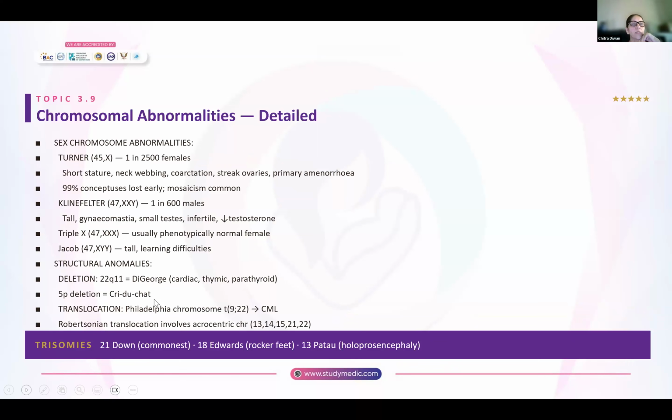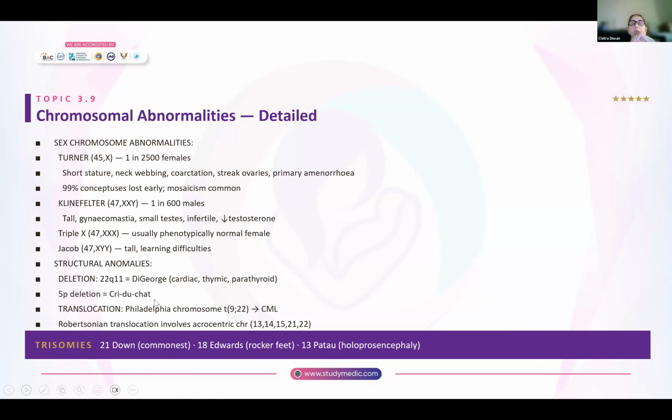So this is again the same thing that we saw about chromosomal abnormalities. A few other chromosomal abnormalities that you have to be aware of is triple X, 47 XXX. There is an extra X chromosome, or these are sometimes called super females. They are usually phenotypically normal females. And then you have 47 XYY, another extra Y chromosome. It is called Jacob syndrome.